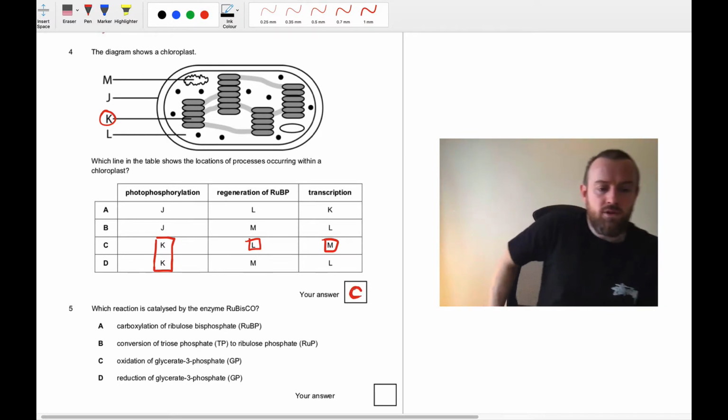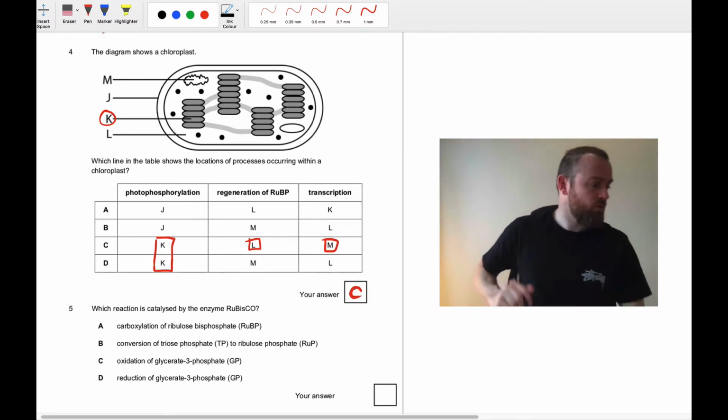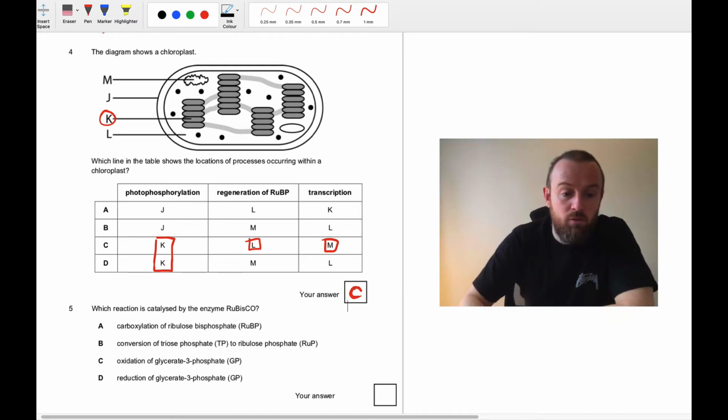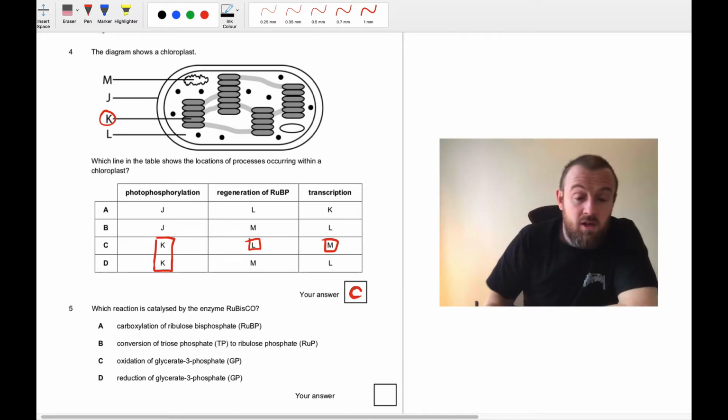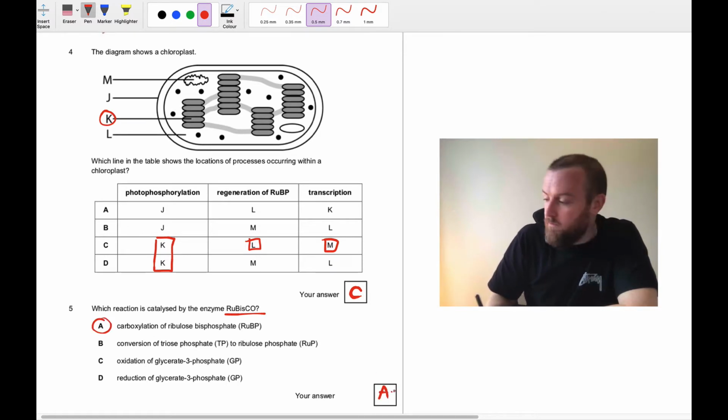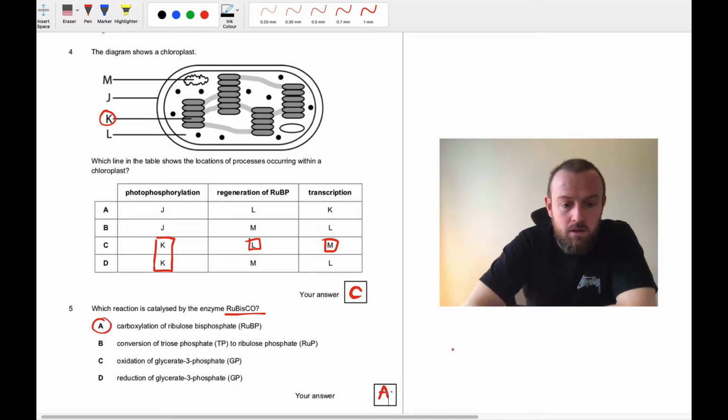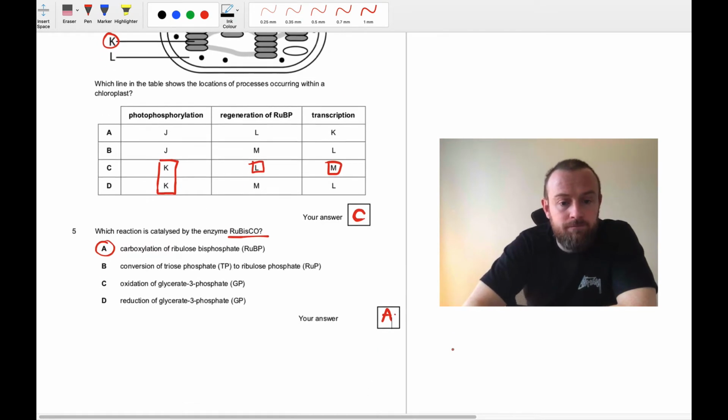Okay, moving on to 5. Which reaction is catalyzed by the enzyme Rubisco? Well, the name of the enzyme, ribulose bisphosphate carboxylase, kind of tells us. So it's carboxylation of ribulose bisphosphate. That's just A. Okay, moving on.